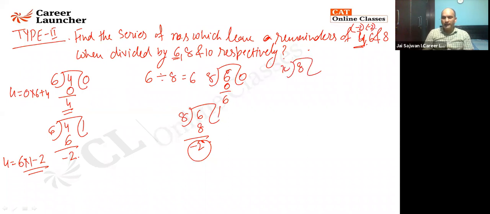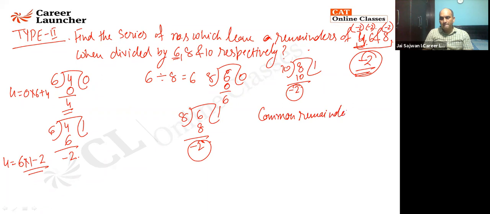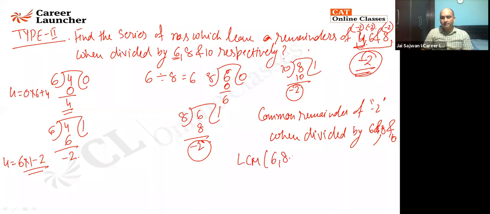Similarly, when 8 is divided by 10, though my remainder is coming out to be 8 when I divide a number by 10, there's nothing wrong if I say 10 ones are 10 and the remainder is -2. So rather than having 3 different remainders of 4, 6, 8, I could replace them by a common remainder of -2. Is it fine, everyone? So there is a common remainder of -2 when divided by 6, 8, and 10.